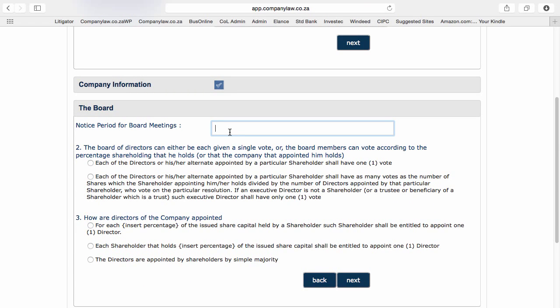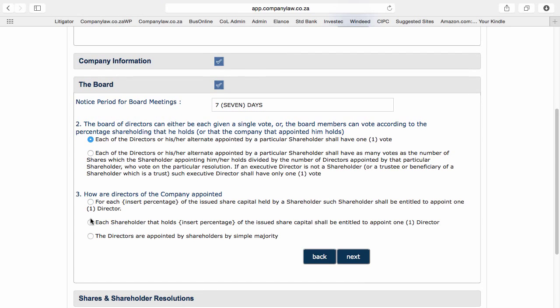In the next section, we deal with the board of directors, starting with the notice period for board meetings. And there are then two further questions relating to how the board is appointed and how the board votes. Starting with the voting of the board, there are two options. Either the board members can have one vote each, or they can vote in accordance with the shareholding of the shareholder that appointed them. We select the first option.